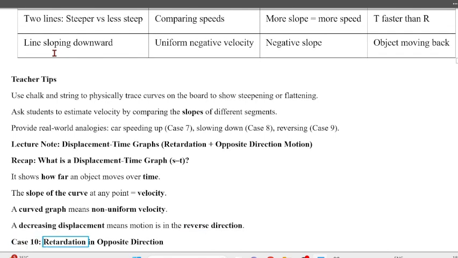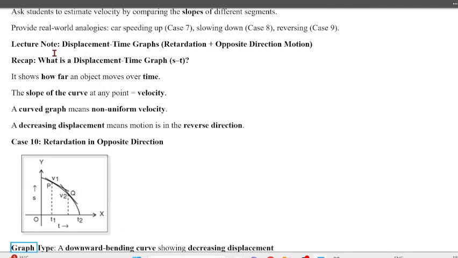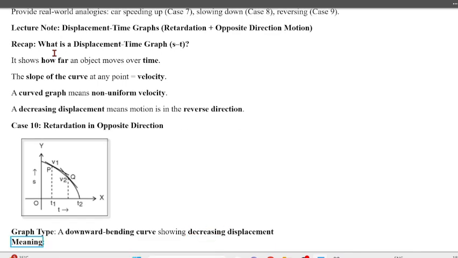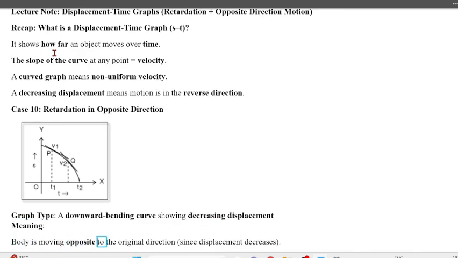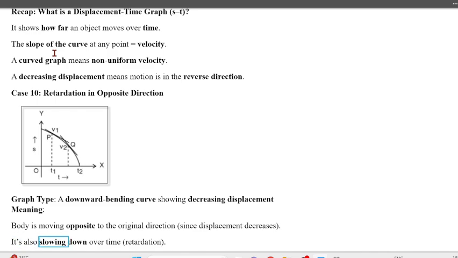Case 10: Retardation in the opposite direction. Picture 50: the graph is a downward bending curve showing decreasing displacement, meaning the body is moving opposite to the original direction since displacement decreases. It is also slowing down over time, retardation.